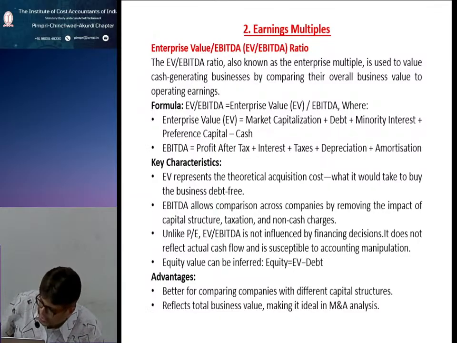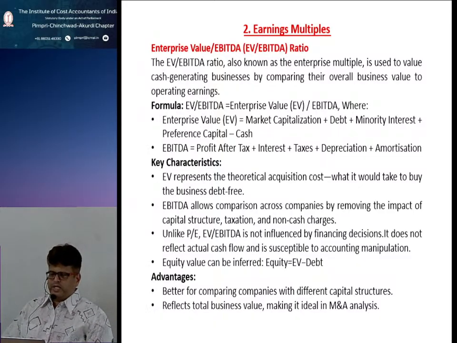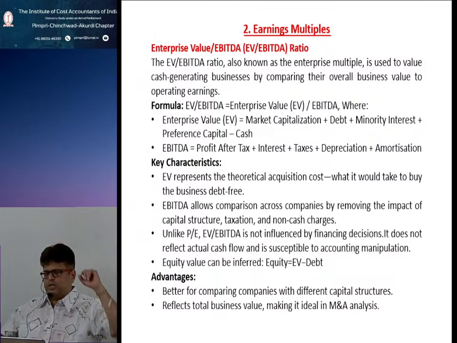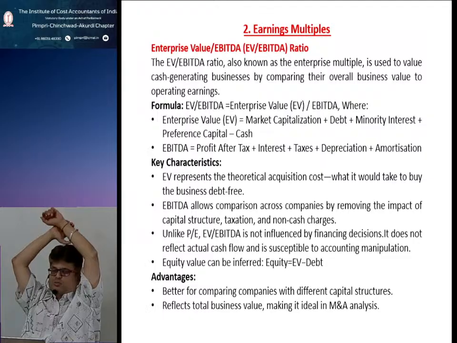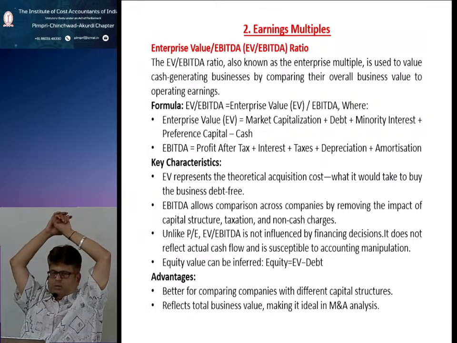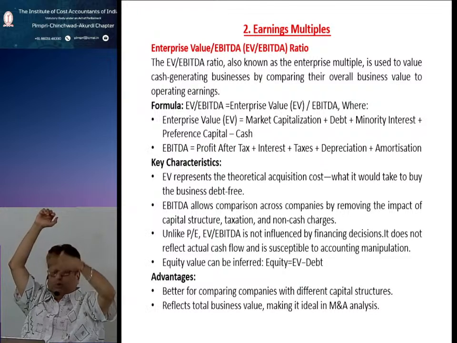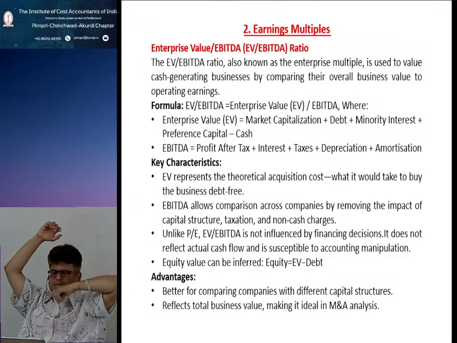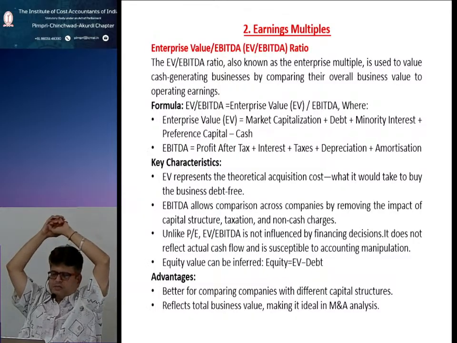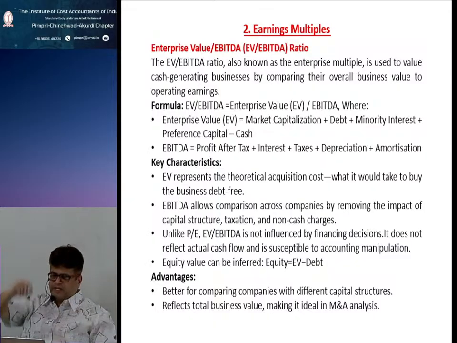Then come the key characteristics of this ratio. EV represents the theoretical acquisition cost, that is, what it would take to buy the business debt free. So in short, if a particular business is to be bought and there are certain debts in that business, and it is to be bought without the debts, then what will be the value at which it should be bought? That's what it means. Therefore EV, enterprise value, represents the theoretical acquisition cost, in the sense of what it would take to buy the business debt free.